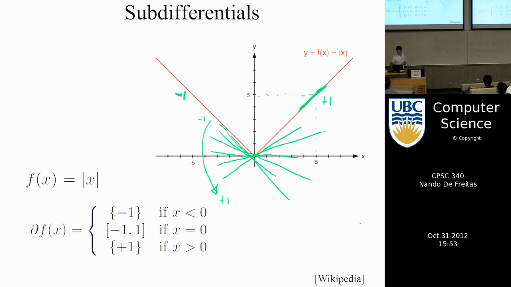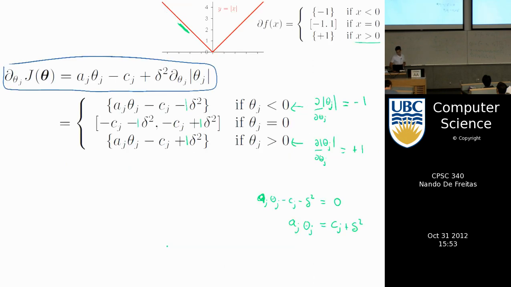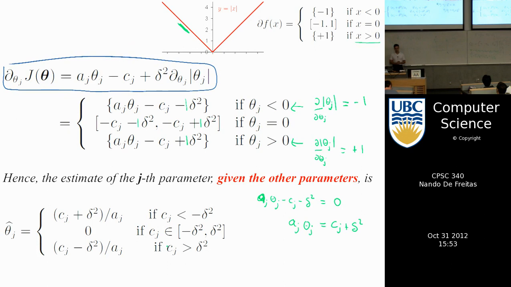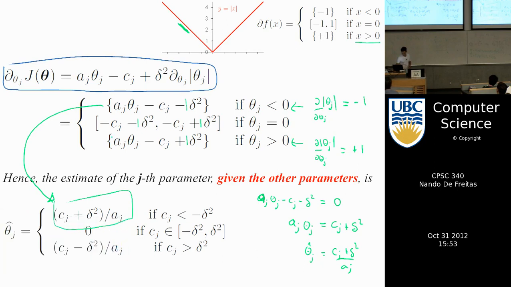Okay, one important fact I forgot to say about A is that aj is guaranteed to be positive, right? Because it's the sum of squared terms. If you square anything, it's positive or zero. So then I can just solve for theta. So then the estimate theta j is just equal to cj plus delta squared over aj. And that is what I have here. So I just took equation 1 in order to produce this equation. If I proceed exactly in the same way, I can take this equation, and that will give me this answer. And then finally, I take the one in the middle to give me the answer in the middle.